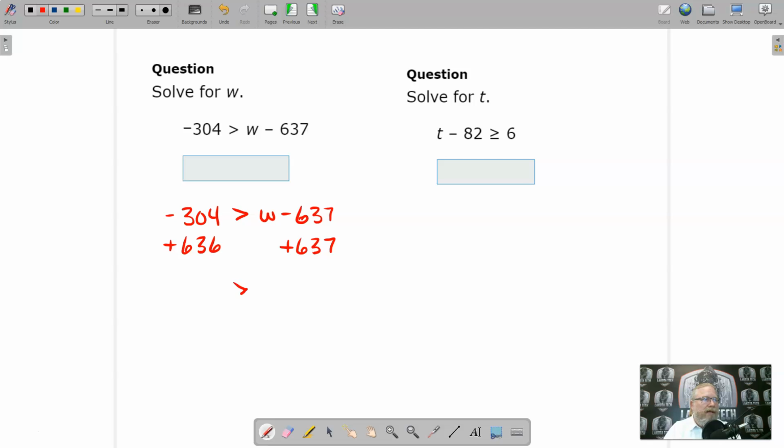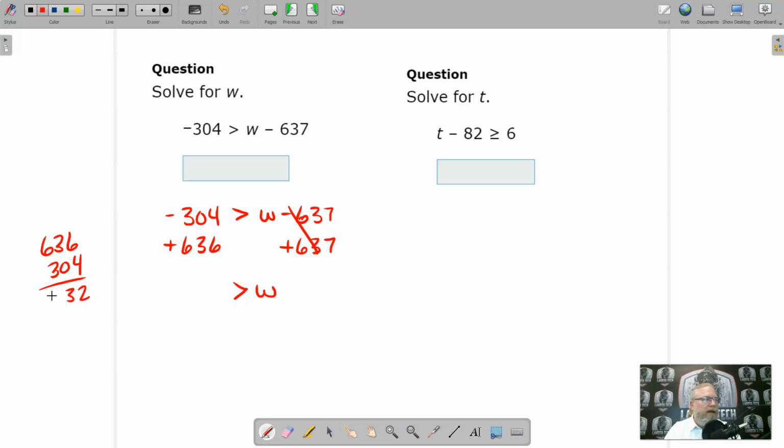Let's bring down that greater than sign. Over on the right, these two are going to cancel each other, leave me with W. And now I have negative 304 plus a positive 636. Well, think about adding and subtracting negative integers. Now I could grab my calculator. But I know that if one's positive and one's negative, then we want to do some subtraction. So I'm going to take the 636, and then I'm going to subtract 304 and find out what the difference is. 6 minus 4 is 2.